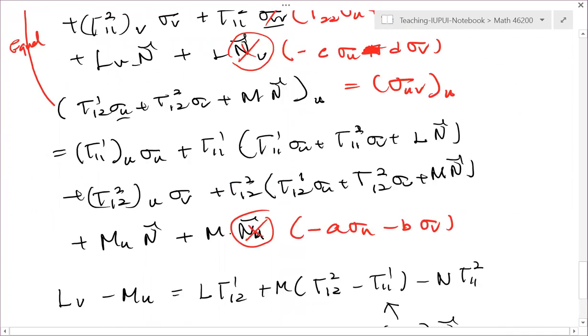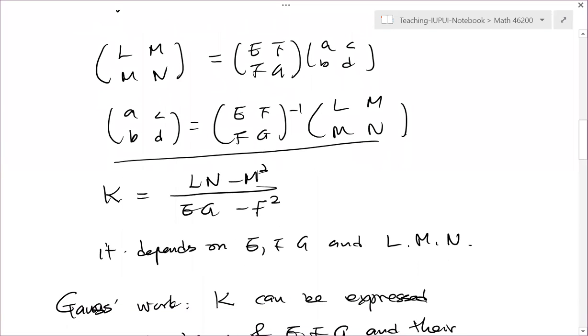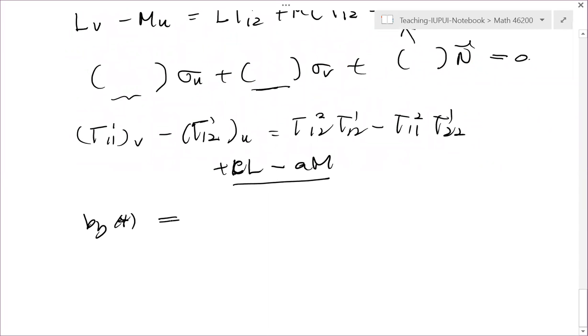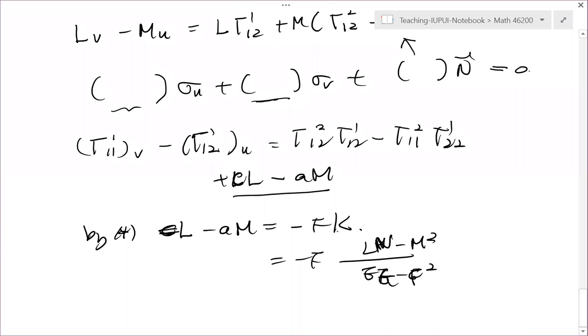Using this identity, let me mention it here. I'm going to call it a star. By star, CL minus AM is going to be negative FK. K is actually negative F times LN minus M square over EG minus F square. So that's K. So you get one identity. You actually will get 4 expressions. It's surprising. You get 4 expressions for K. And use this part, you get another expression.